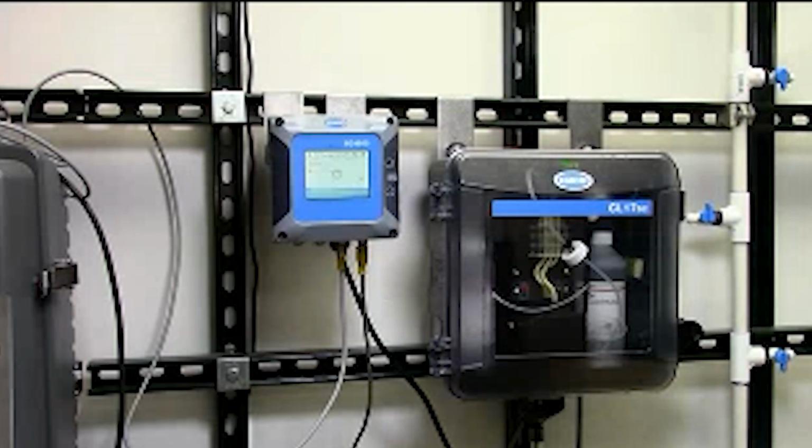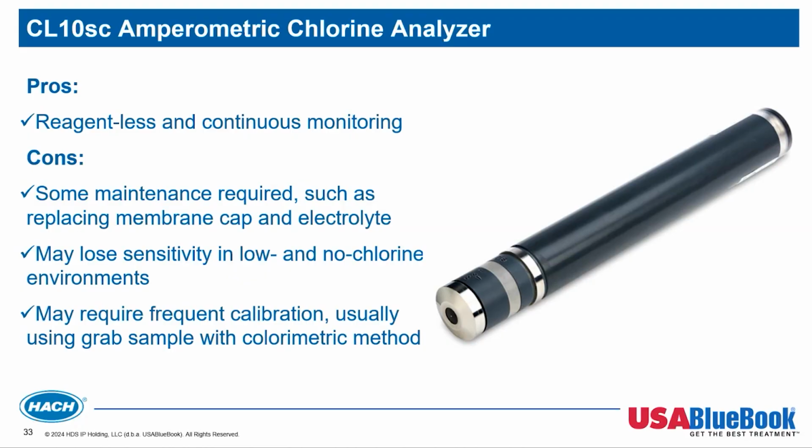So that's how you're going to be doing some of your maintenance with the CL17SC. And we can move on to talking about the CL10, the Amperometric. So I just showed you how to do some of the maintenance with the CL17SC. We're going to talk about the Amperometric now.